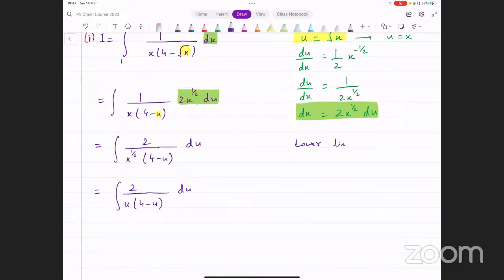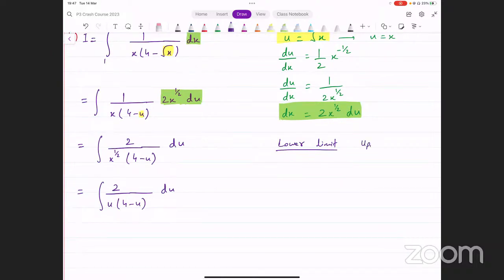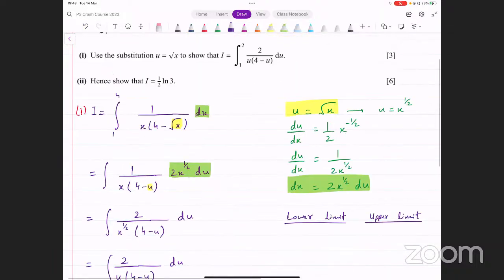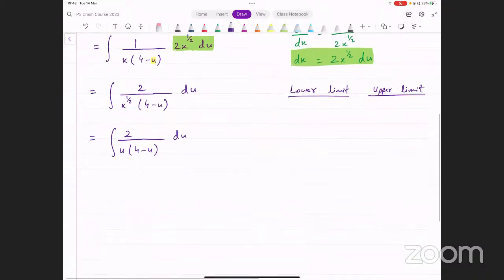Now it's important to write them separately, because sometimes what happens is that the earlier lower limit becomes a bigger number. So 1 might give you a bigger number and 4 might give you a smaller number. So you need to make sure what value corresponds to what value. So I would recommend that you write it separately like this.